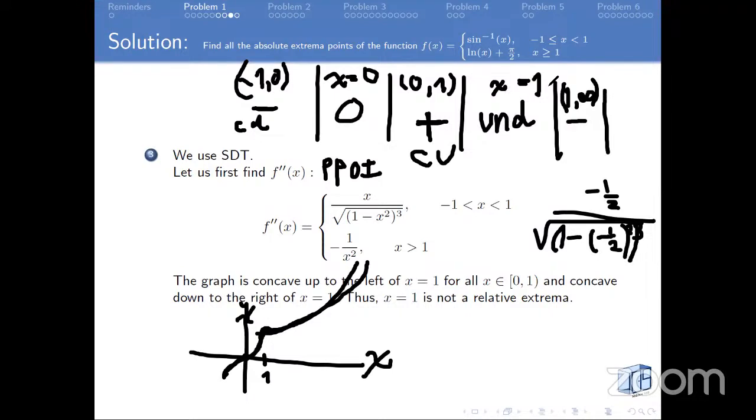Tapos dito naman sa 1 to infinity, concave down siya kasi negative yung nakuha natin kanina. So, elaboration lang dun kanina. Ay, wait lang, mali pala tong sketch. So, ganito pala siya dapat.